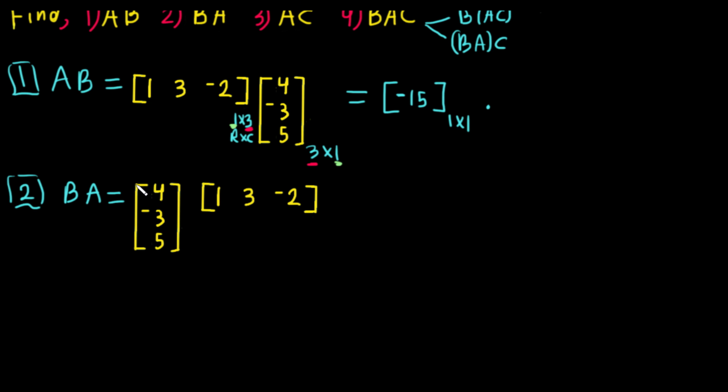This matrix has three rows and only one column. This matrix has only one row and three columns. As I said before, this represents rows and this one represents columns. Before we start multiplying, we have to satisfy the condition for multiplying matrices. Since this one is equal to this one, we can multiply these two matrices. And the size will be 3 by 3.